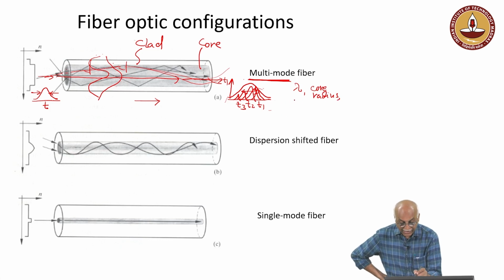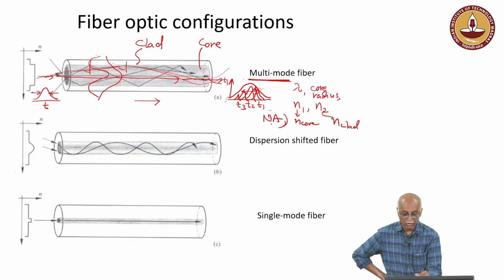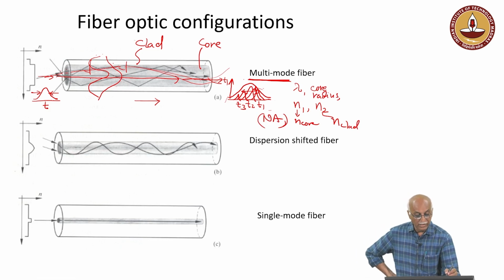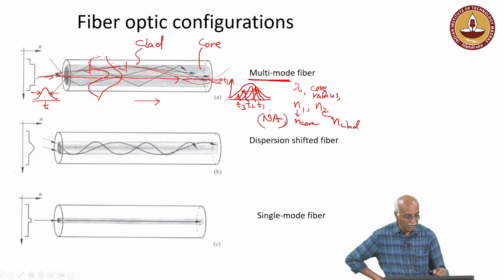This will decide, as well as the numerical aperture or refractive index of core and clad, correct, clad, which decides the numerical aperture of the fiber, right. So, these parameters decide whether the fiber will act as a single mode fiber or a multi-mode fiber. What is the meaning of single mode fiber?